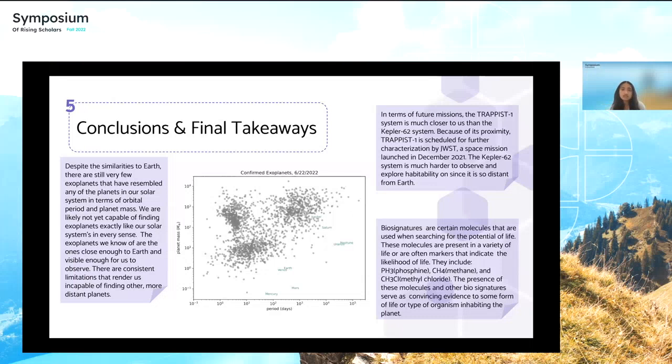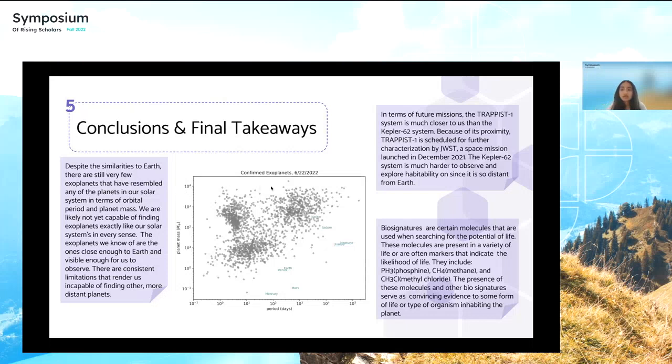In terms of future missions, the TRAPPIST-1 system is much closer to us than the Kepler-62 system. Because of this proximity, TRAPPIST-1 is scheduled for further characterization by JWST, which is a space mission launched in December 2021. The Kepler-62 system, however, is much harder to observe because it is farther away, and so it is also harder to explore habitability on.